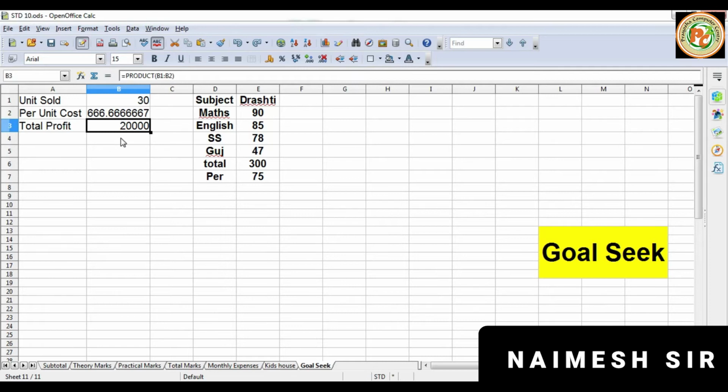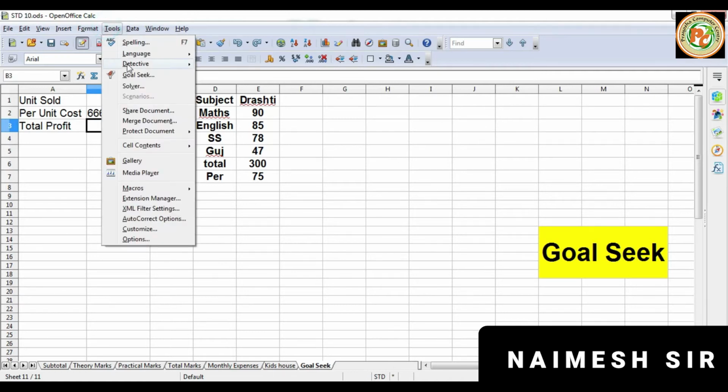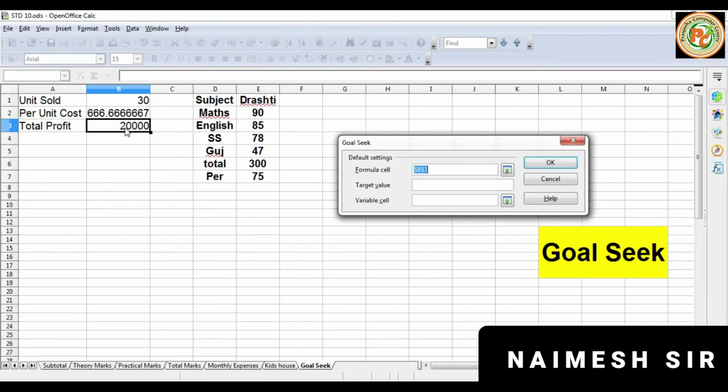So we are going to use goal seek because their goal is to obtain 25,000 profit per month above the 30 units. So we have used the product function here, which multiplies the 30 and 666. Click here, go to Tools and click on Goal Seek. Now this window will appear.